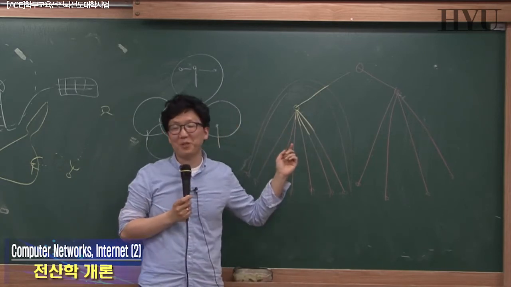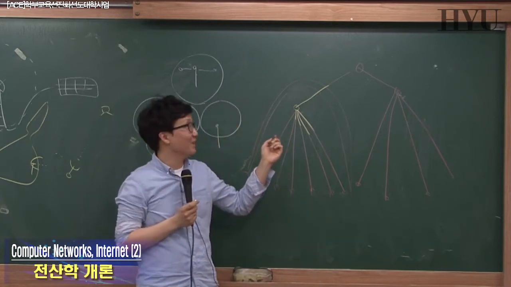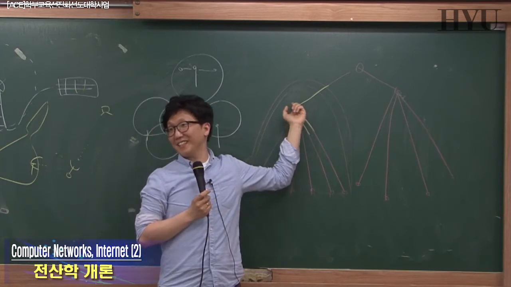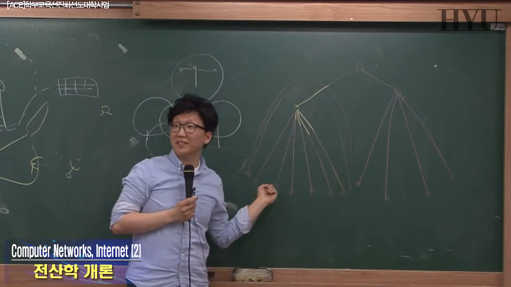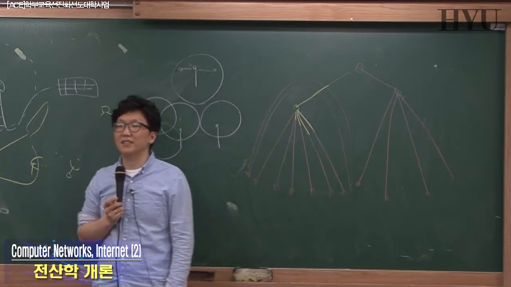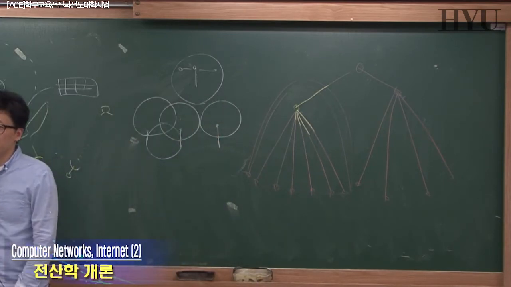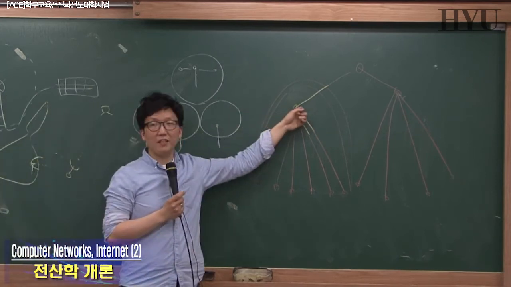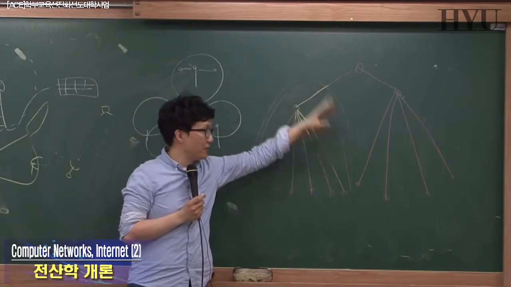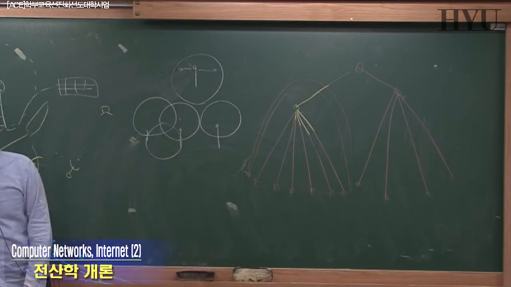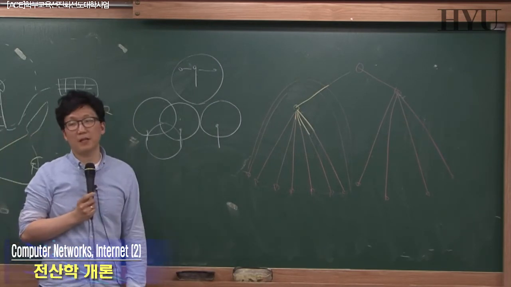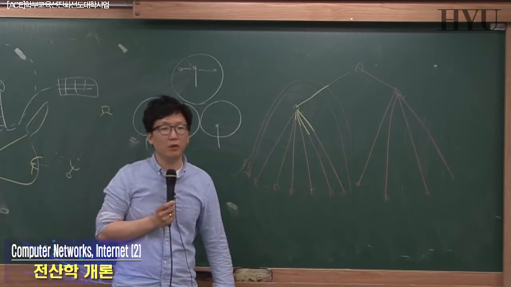One of the potential problems of this topology is, what if this guy dies? Yeah, this one will be disconnected, right? It's a single point of failure problem. So there is a single point of failure. Everything will fail. So it's a nice way to organize the network, but it has the potential problem of a single point of failure.